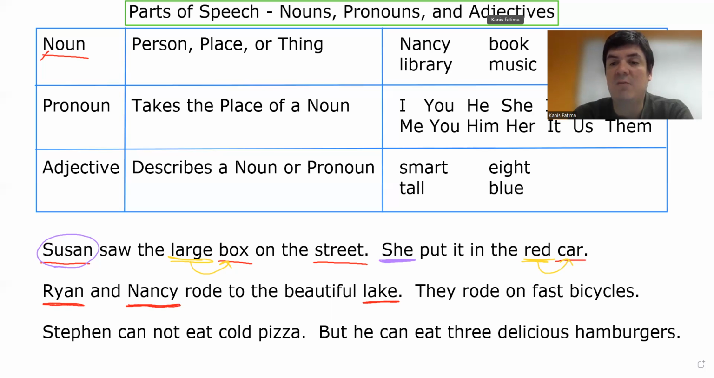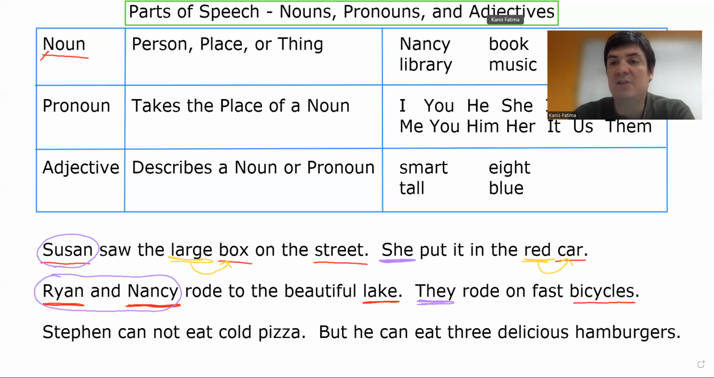Looking at the next sentence, they rode on fast bicycles. Bicycle is a noun. I can ride a bicycle. I can buy it at a store. I can hold it. Now that I found my nouns, I'm going to find my pronouns. Looking at the second sentence, they rode on fast bicycles. They is a pronoun. It is taking the place of the nouns Nancy and Ryan. Who are they? They are Ryan and Nancy.